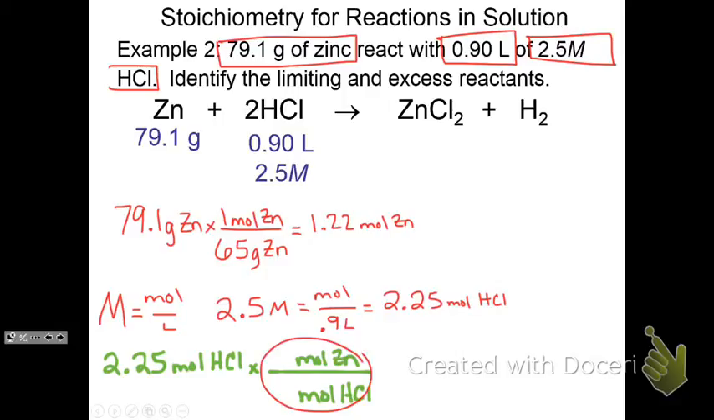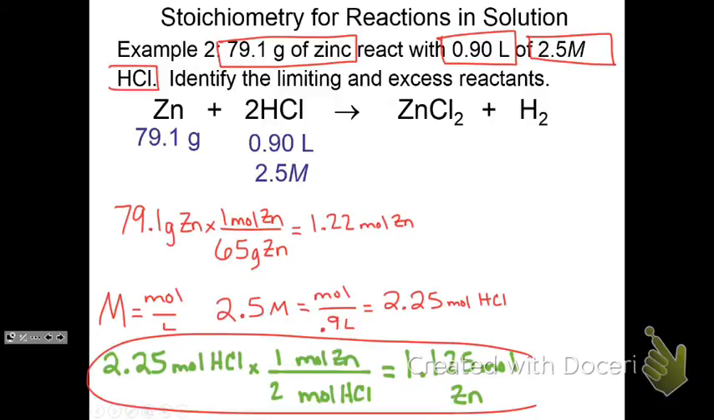And now the fun begins. Now I got to look at my mole ratios. What is the mole ratio here of zinc to hydrochloric acid? Well, it looks like it's going to be a 2:1. I'm going to pop that 2 down below, the 1 up top. And now I'm going to go ahead and solve this equation. Punch in your calculator 2.25 times 1 divided by 2. You should end up with 1.125 moles of zinc. Awesome.